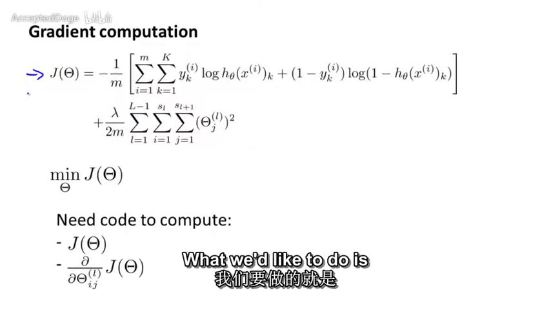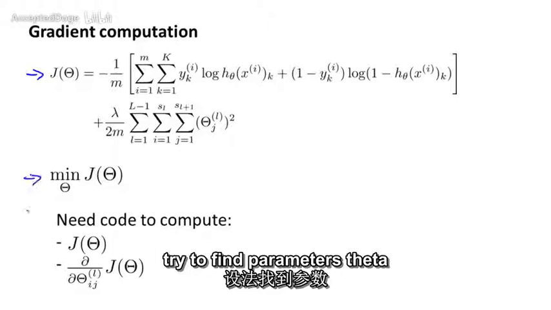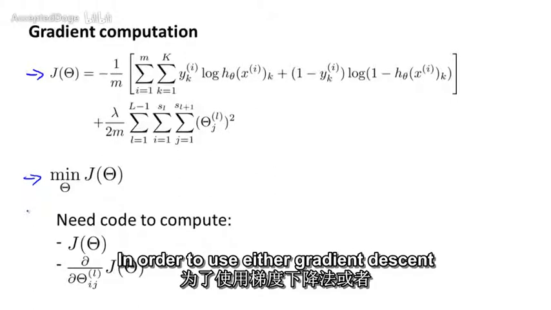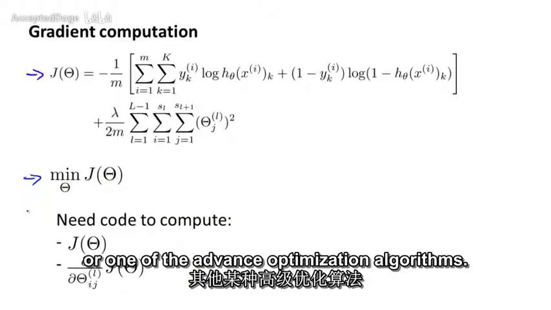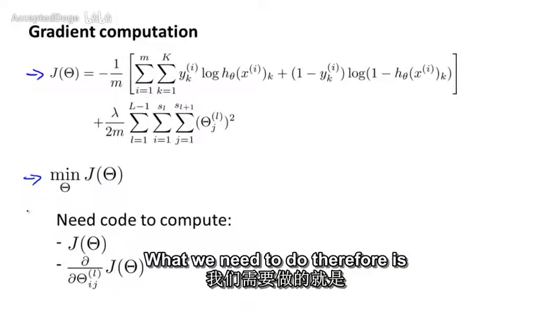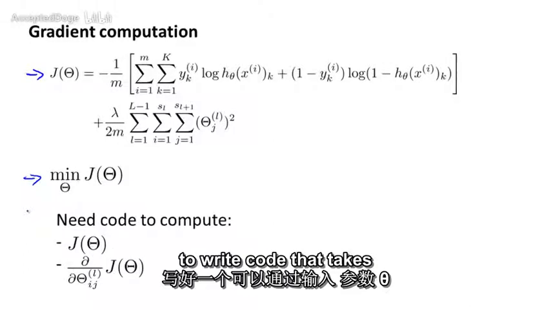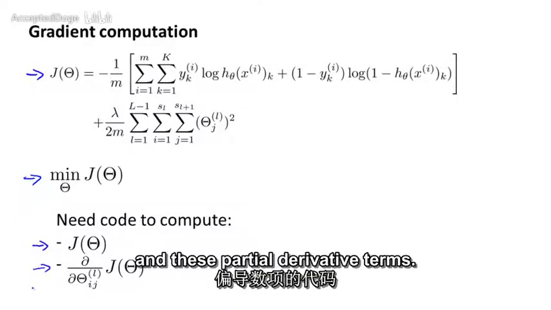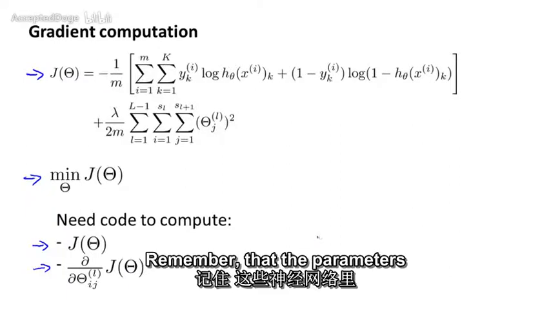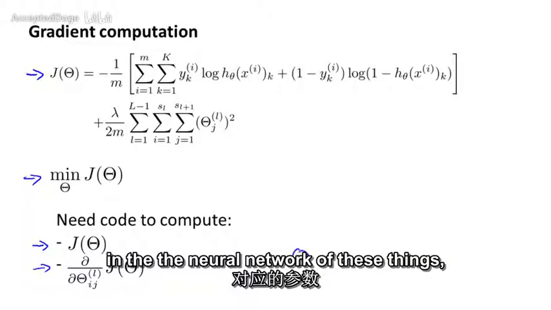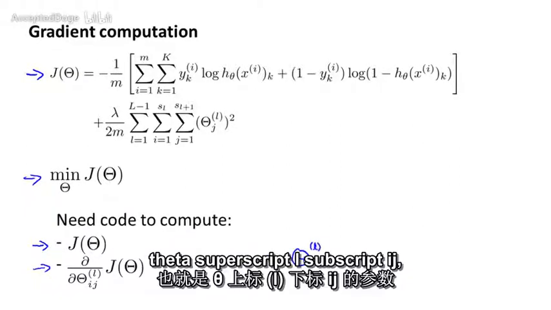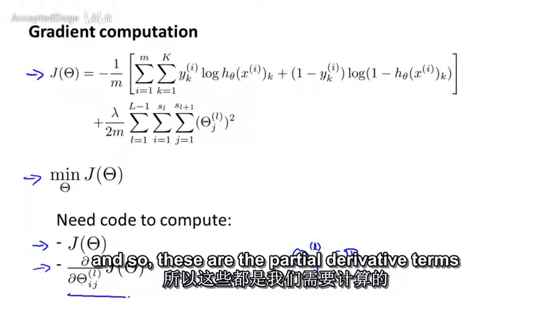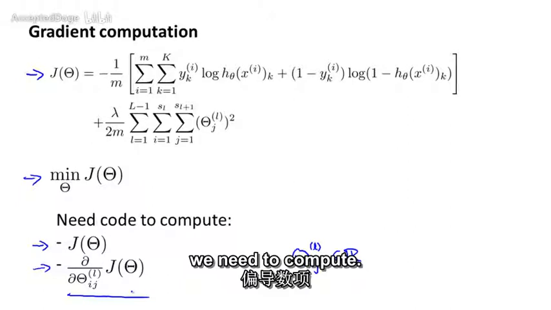What we'd like to do is try to find parameters theta to try to minimize J of theta. In order to use either gradient descent or one of the advanced optimization algorithms, what we need to do, therefore, is to write code that takes as input the parameters theta and computes J of theta and these partial derivative terms. Remember that the parameters of the neural network are these things: theta superscript L subscript ij, that's a real number, and so these are the partial derivative terms we need to compute.